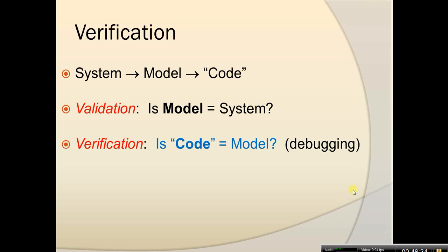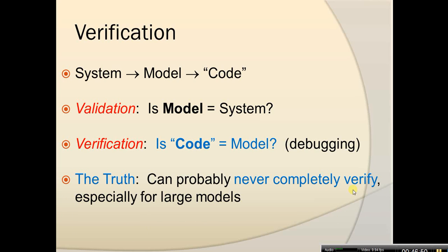And that also corresponds to debugging, or a part of it. Part of verification is to do the debugging, to find whether there are any changes or the code doesn't quite correspond to the models that we are building. And the truth is, we probably can never completely verify, especially for large models. For simpler models, we might be able to, but for a large model, it might be more complicated to figure out whether all that code that we constructed actually corresponds to the conceptual model that we are building.